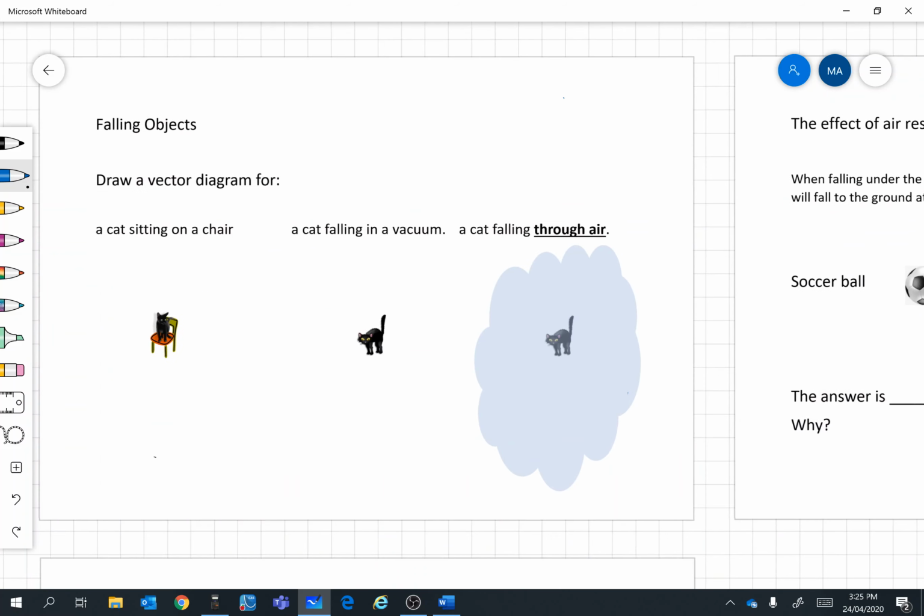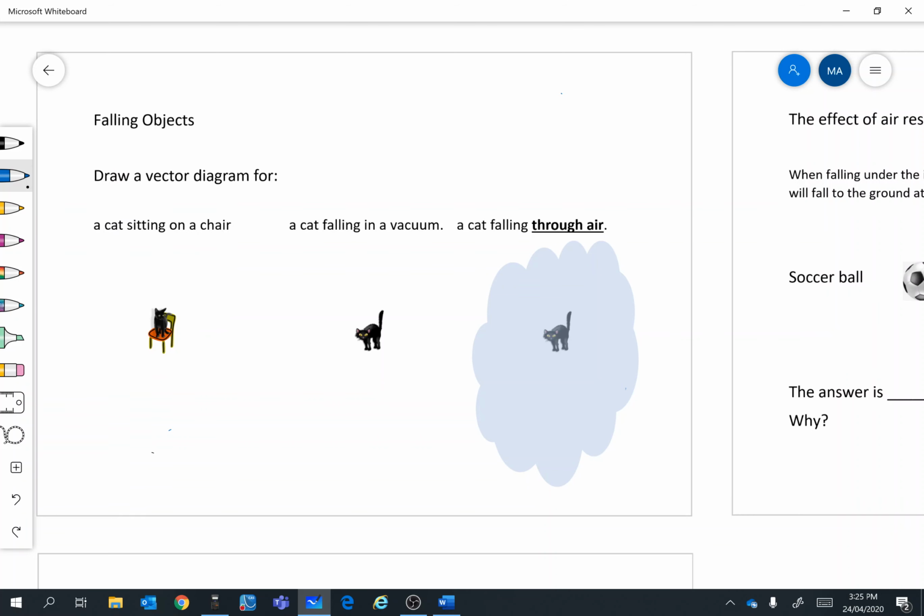Okay, so we've got a cat sitting on a chair. The forces acting are force due to gravity, Fg, which is equal to the mass of the cat multiplied by acceleration due to gravity. I'm going to say that this cat has a mass of 2 kilograms. So the weight force, or the force due to gravity of this cat, and sometimes you'll see this as Fw instead of Fg, is 2 times 9.81, which means it's 19.62 newtons downwards.